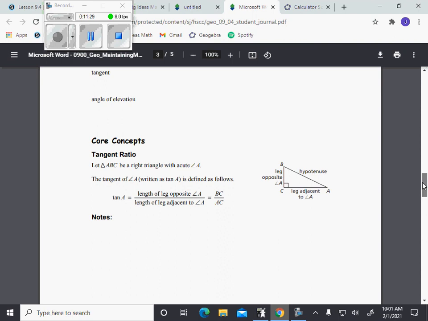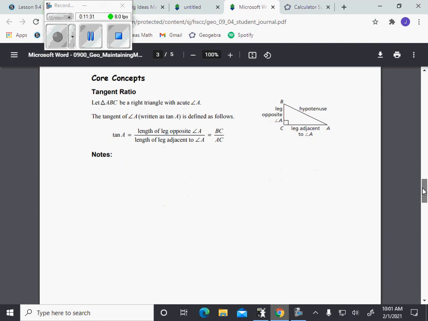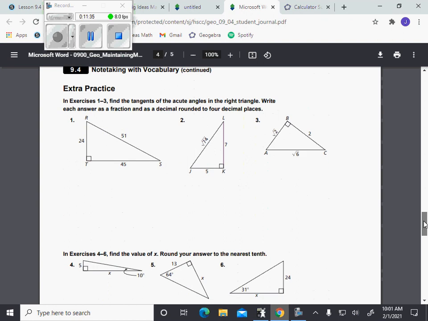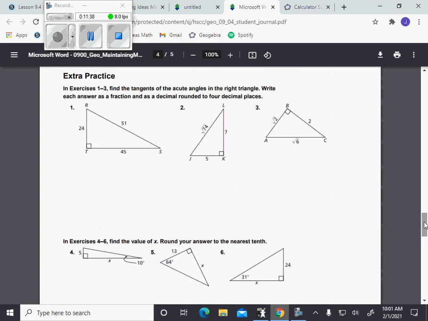Next, here are our tangent ratios. Remember, opposite over adjacent. Here we go. In exercises 1 through 3, we're going to find the tangents of the acute angles in the right triangle. We're going to write each answer as a fraction and as a decimal rounded to 4 decimal places. So here we have angle R and angle S.